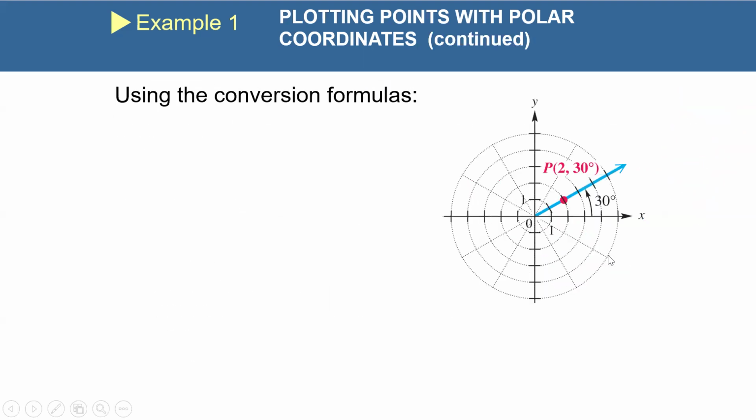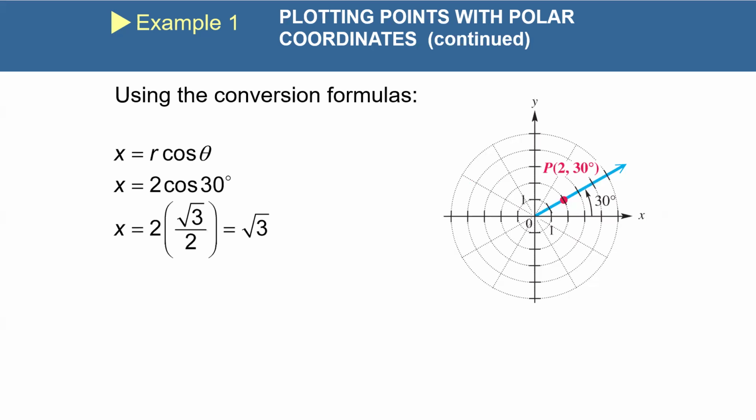So let's finish this. Converting the formula. So to go from polar to rectangular, we're going to use our formulas. We know that our x equals r cosine theta, correct? Do we know our r? Do we know our theta? Can I plug those in? Yes. So we plug them in. So we have r is 2, and we know the cosine of 30 is square root of 3 over 2, because we have those memorized, right? Yeah, we do.